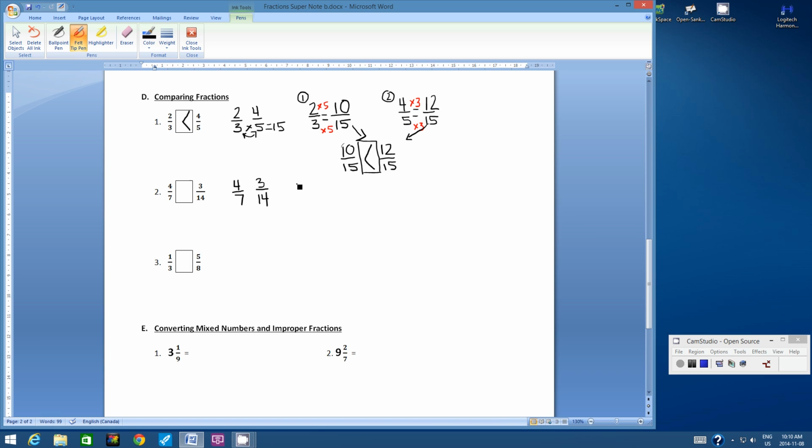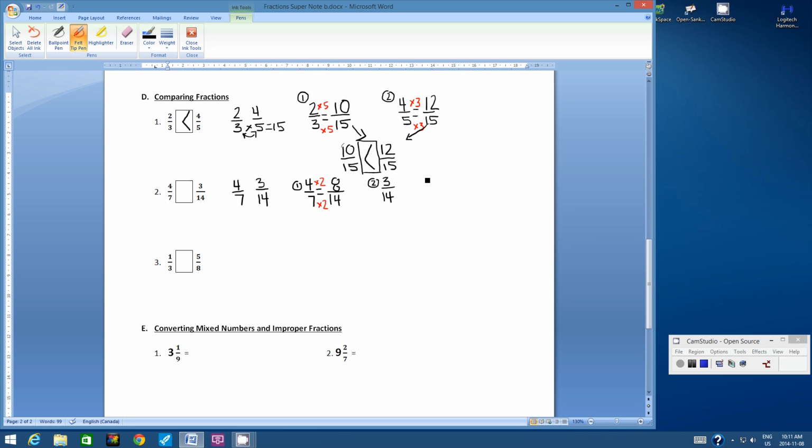Okay, so let's have a look at fraction 1. Fraction 1, we have 4 over 7, and then I want to use the new denominator of 14. So let's show our work. What did we have to do to 7, the original denominator, to get to 14? We had to multiply by 2. So let's do the same for the numerator. 4 times 2 is 8. Now the second fraction, we don't have to change because we're going to keep the denominator at 14.